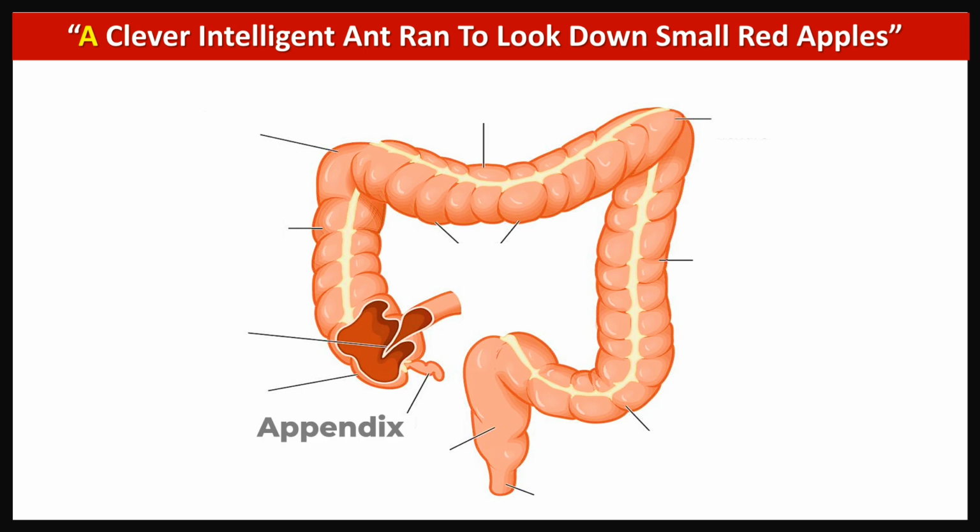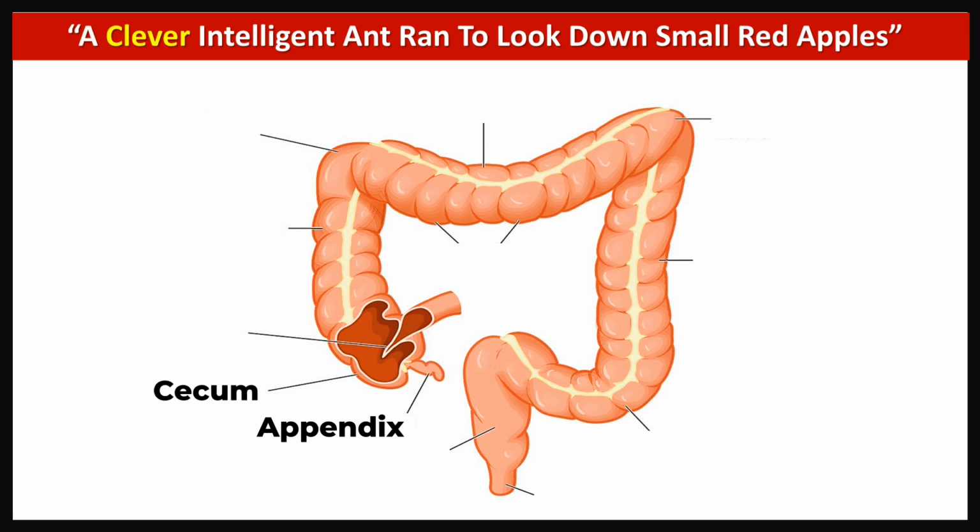So first, we are going to discuss the first part of the large intestine, that is appendix. A stands for appendix. What is appendix? Appendix is a small finger-shaped pouch attached to the beginning of the large intestine, specifically where the small intestine joins the large intestine, the cecum. For a long time, people thought it had no real function, but now scientists believe it may play a role in supporting the immune system and maintaining the healthy gut bacteria.